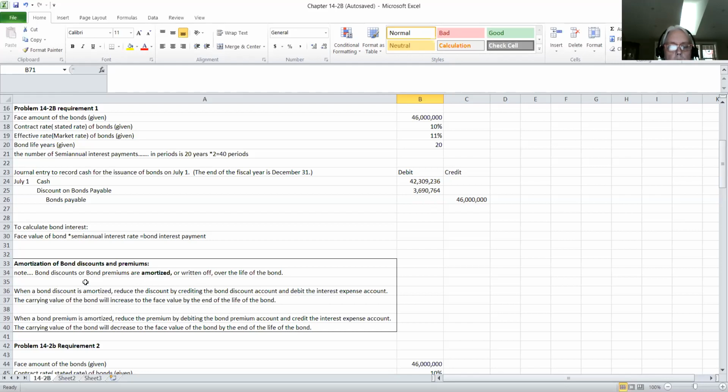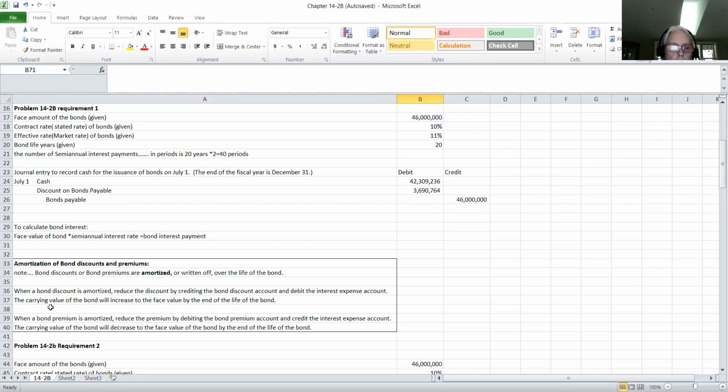So usually we do that at the end of the fiscal year. So in this case, since we issued the bonds in July, the end of the fiscal year is December 31st. So exactly 6 months later, we're going to amortize this bond.